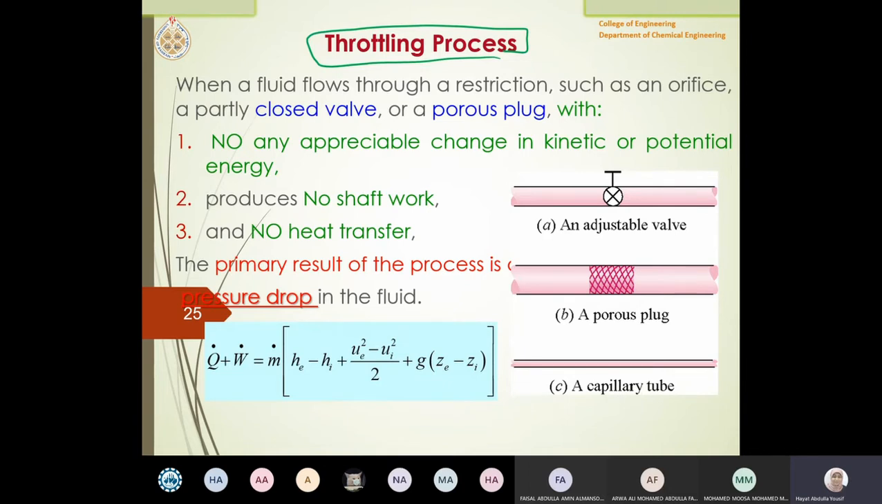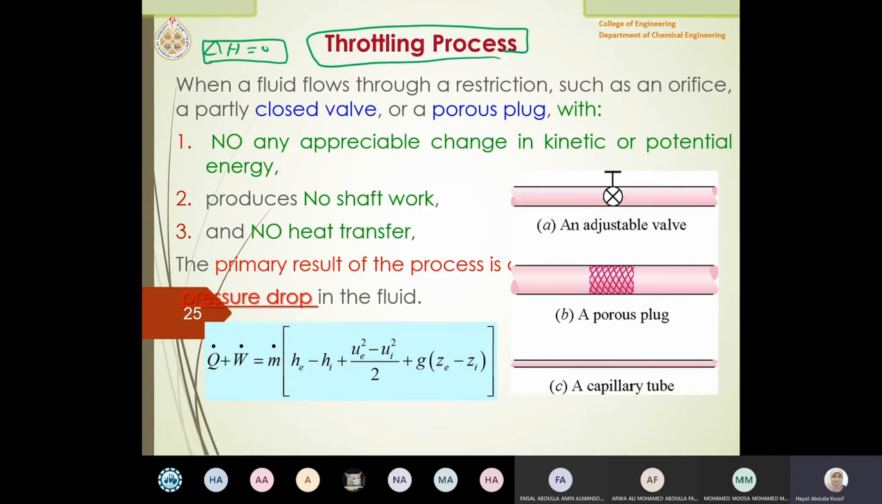With the throttling process, from previous chapters, all we did about it is this. But remember, that H is equal to 0 is only correct if you have no change in kinetic energy, no change in potential energy, no work, no heat transfer. And that's almost true generally, unless in the question they mention otherwise.